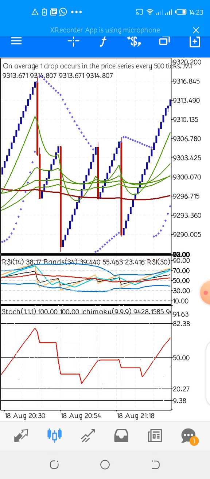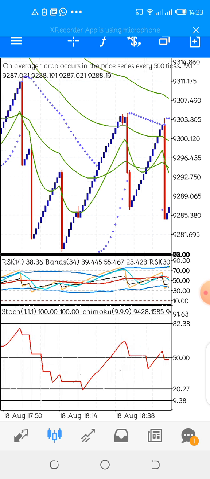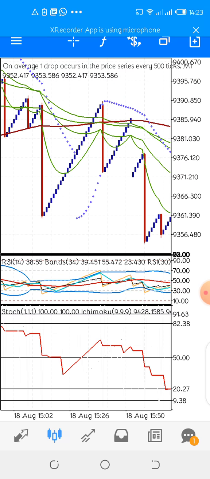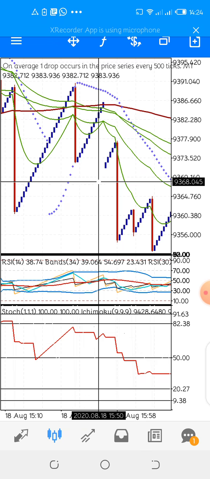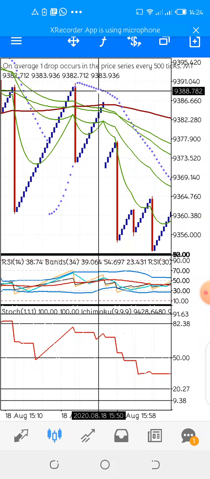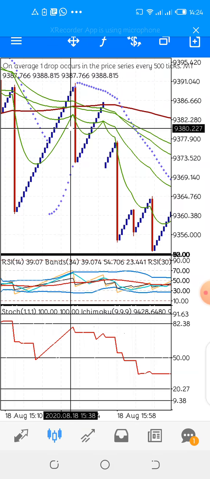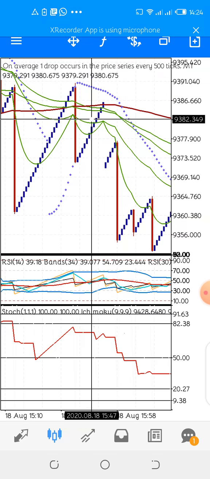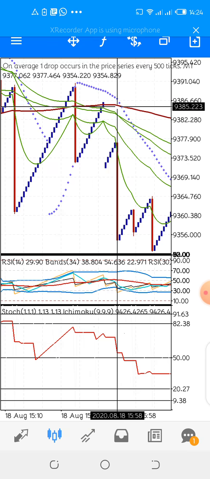So how do we use this strategy? You have to be very keen with the moving averages. Every time the moving averages come together, like at this point here, be very keen with such places, because it will indicate one of two things: either a trend change or trend continuation.